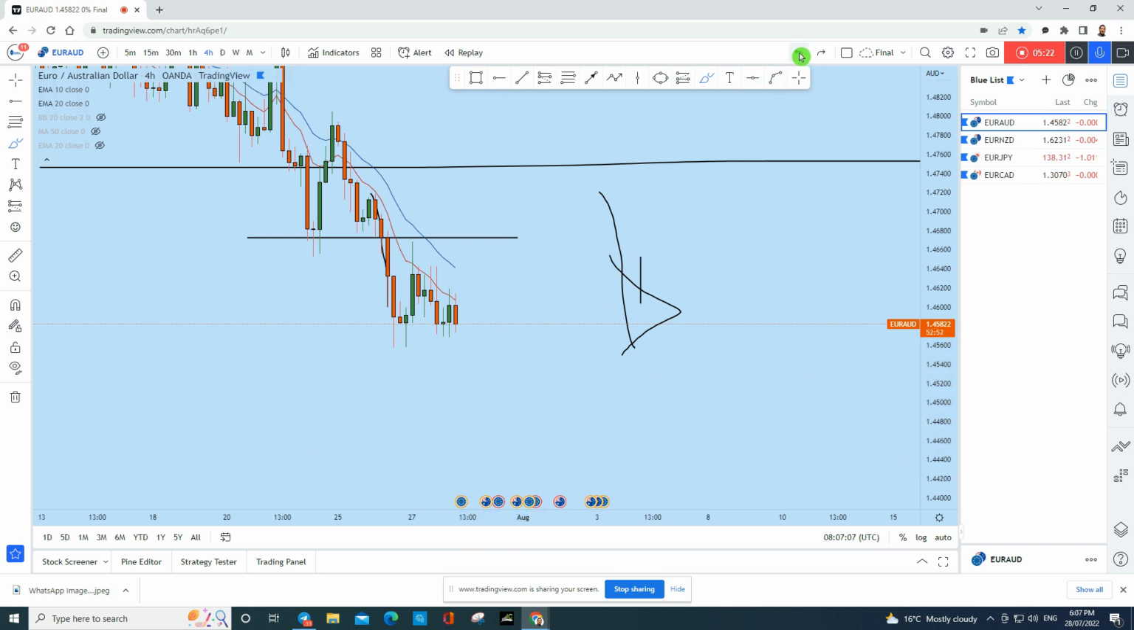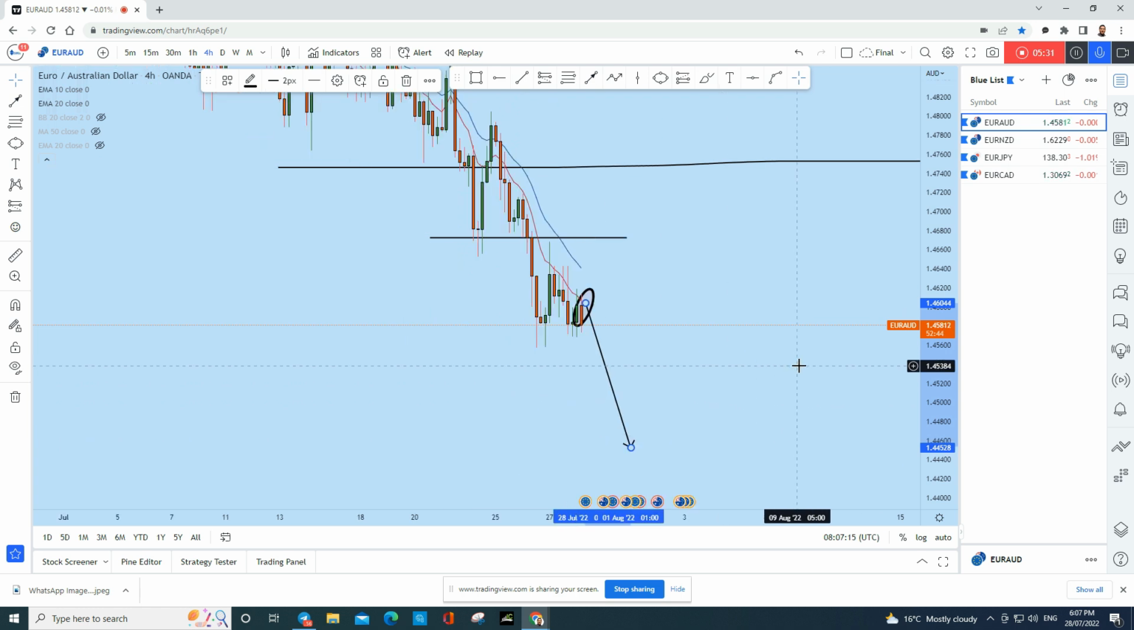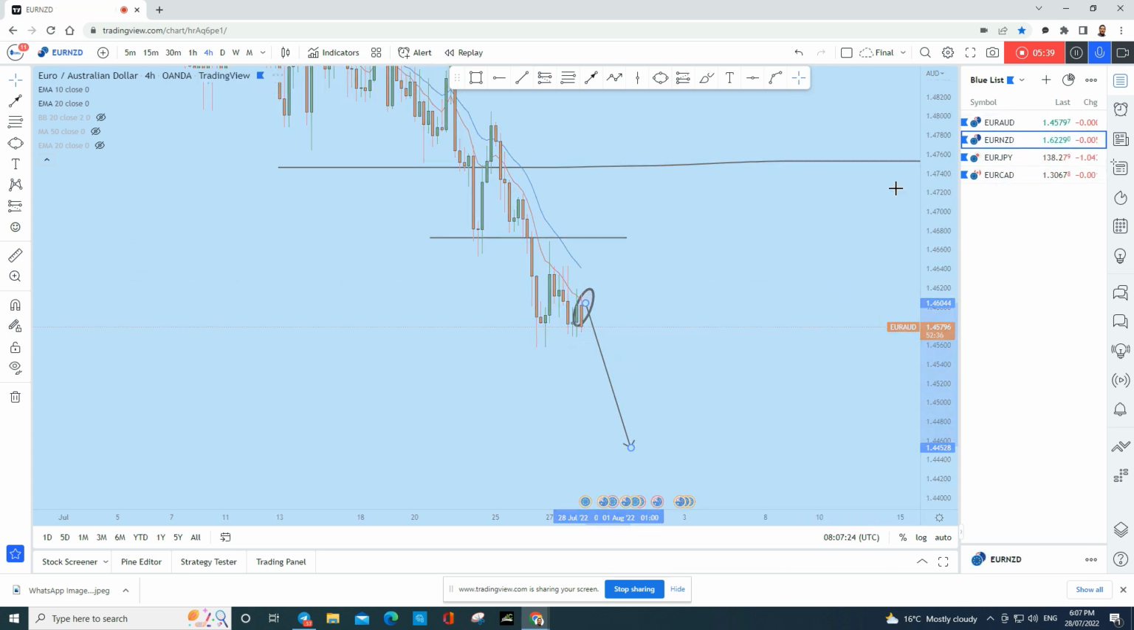That is what we are doing with our VIP students currently: watching the price action for a potential shorting opportunity from this zone to the downside with a high risk to reward ratio. This is on Euro AUD. Now most Euro pairs may behave in a similar fashion.